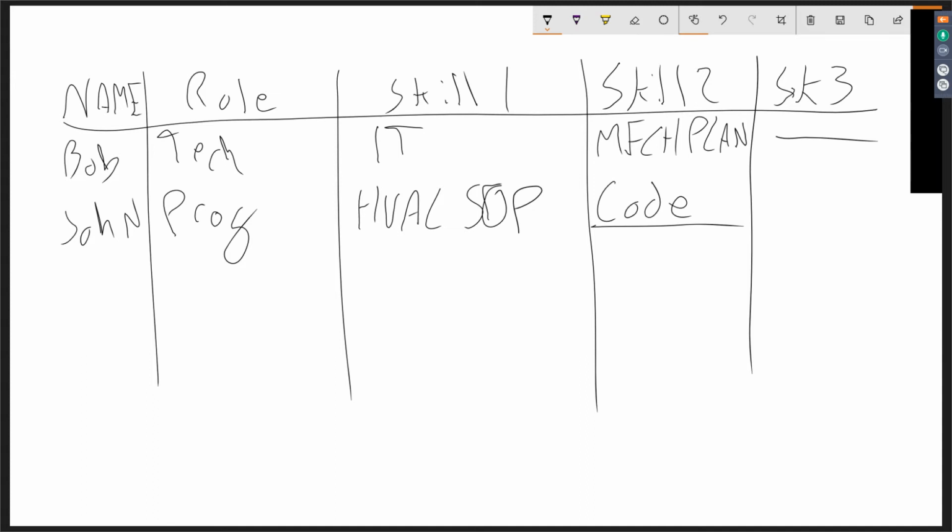So that is what we're looking at right here: John, he's a programmer, and we want to teach him the sequence of operations because then, and only then, can he turn it into code. So skill 1, or step 1, find the skill set for the role.